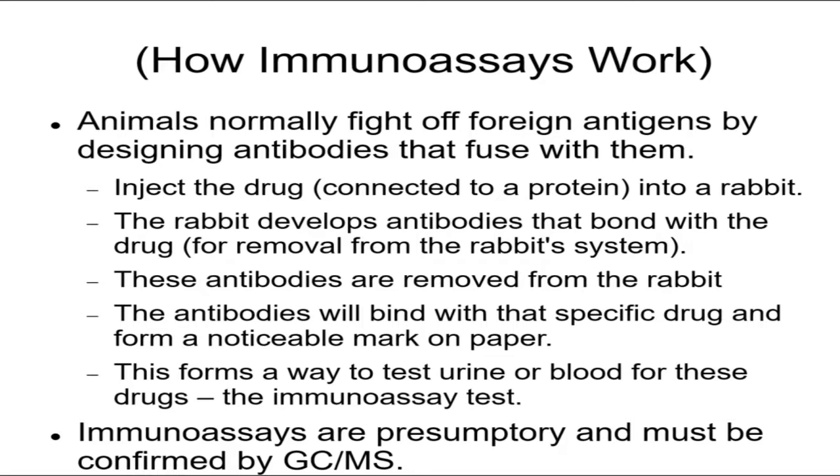So very briefly, how immunoassays work now, how we get this antibody to fight this and this drug only. Very briefly, animals fight off foreign antigens, including drugs. So we take a drug, usually connect it to a protein so we can catch it and work with it more easily. But you take the drug, put it into a rabbit. The rabbit will naturally develop antibodies specific to that drug. Now, again, these antibodies might interact with other drugs, but usually it's mainly for this specific drug.